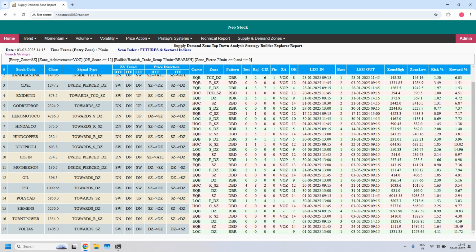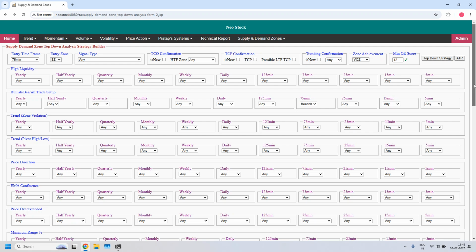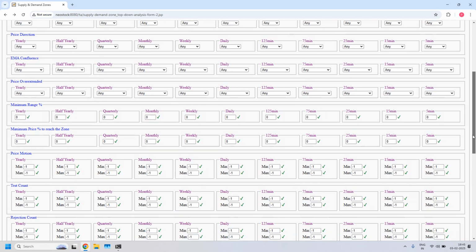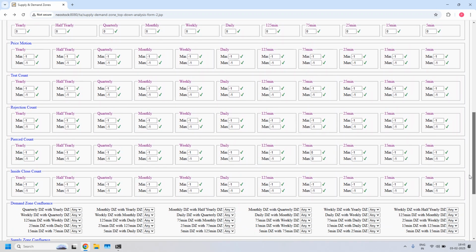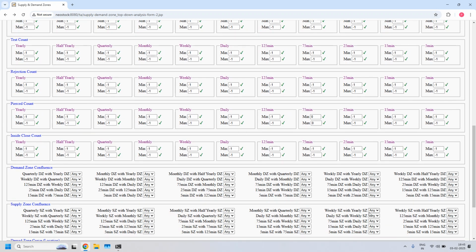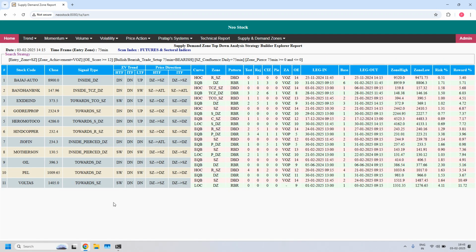Apart from that, we should further add more probability based on the zone confluence. So first filter is LTF and ITF supply zone confluence. Let us filter these 17 stocks. LTF, ITF supply zone confluence. That is nothing but 75 minute supply zone with daily supply zone confluence. With this filter, out of 17, we got 11 stocks.